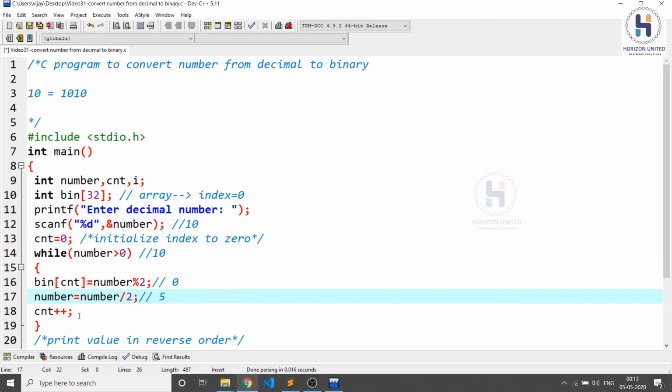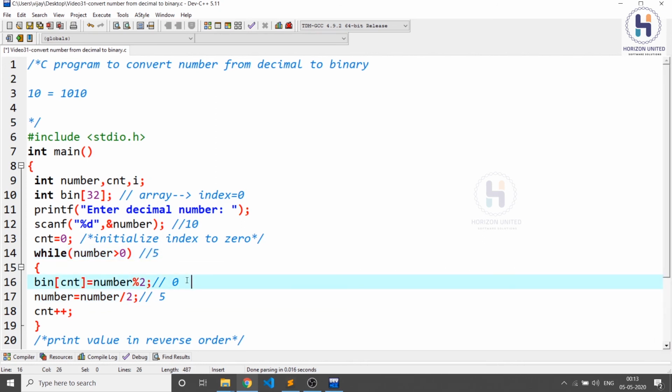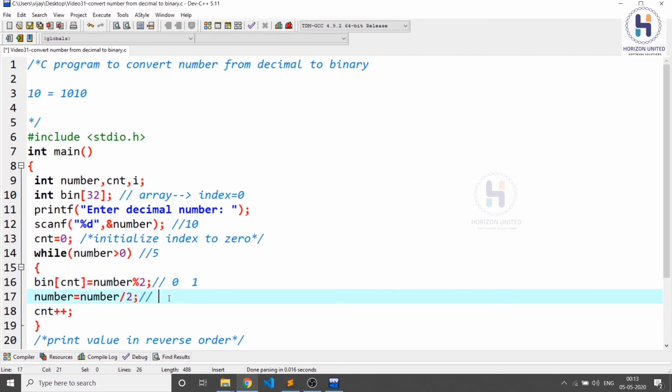5, right? Again we'll go for the next iteration: 5 greater than 0, again it will become true, right? Now 5 modulus 2, and the remainder value will be 1. Then again I update the number, 5 divided by 2. Now the value is going to be 2, right? Again I am going to increment the count value. Then again 2 is greater than 0, again it is going to become true.